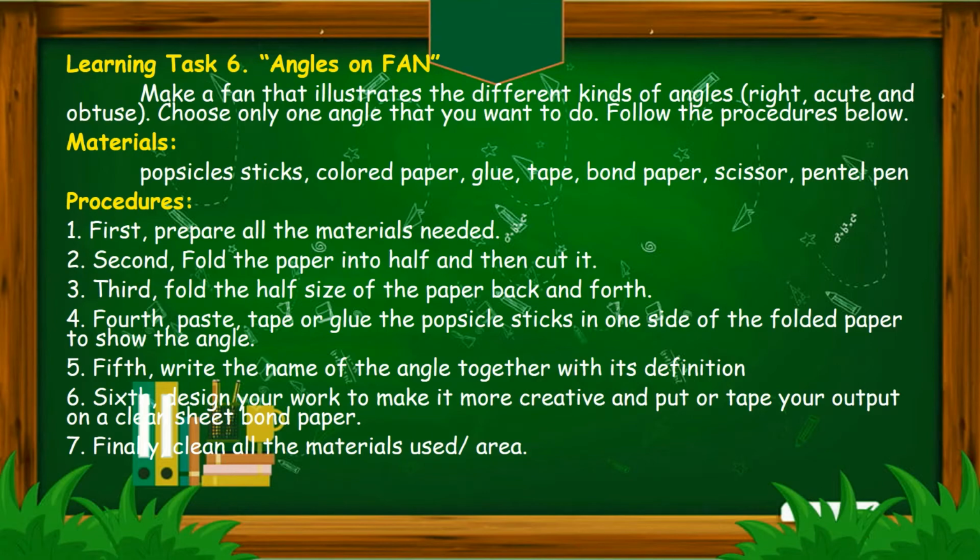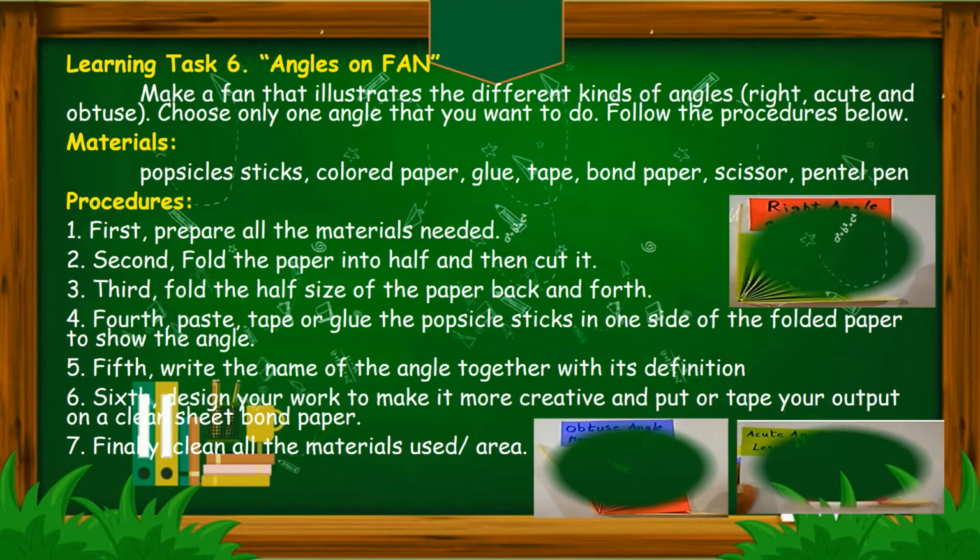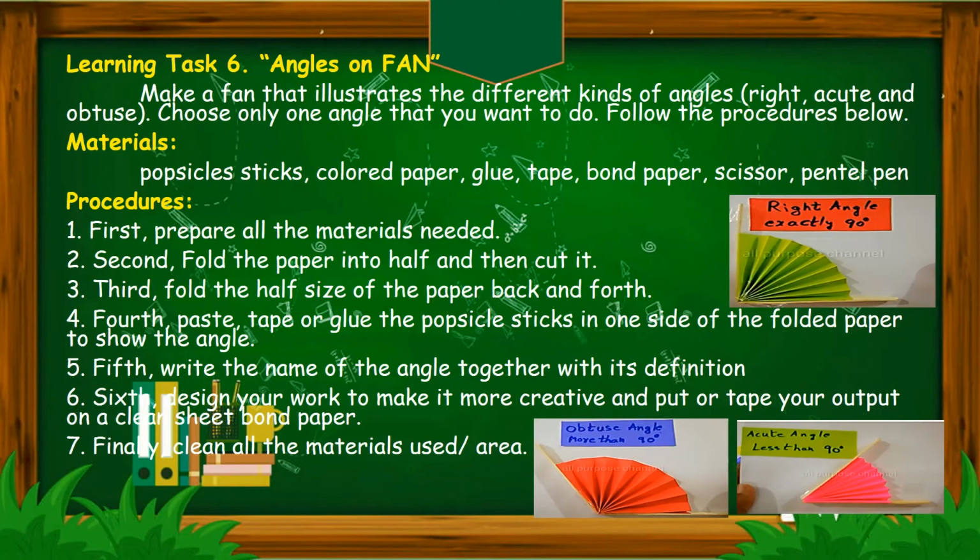And these are the procedures to follow. First, prepare all the materials needed. Second, fold the paper into half and then cut it. Third, fold the half size of the paper back and forth. Fourth, paste, tape, or glue the popsicle sticks in one side of the folded paper to show the angle. Fifth, write the name of the angle together with its definition. Sixth, design your work to make it more creative and put or tape your output on a clean sheet of bond paper. Finally, clean all the materials used or the area.